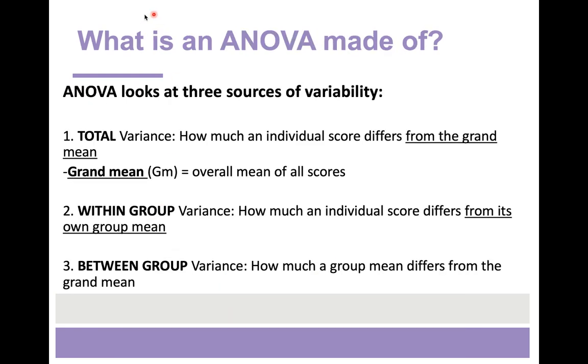So an ANOVA looks at sources of this variability, really two sources, the within groups and the between groups, and those add together to be total variance. We'll go over these in more detail when we actually do the statistics.